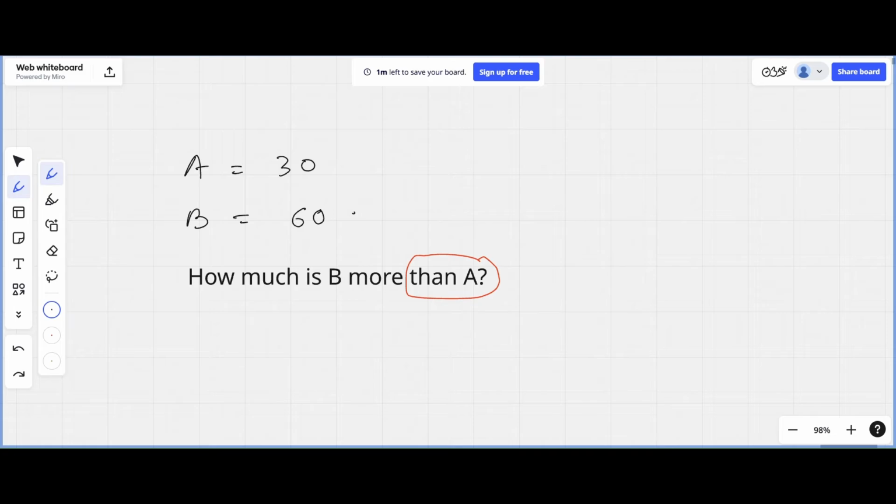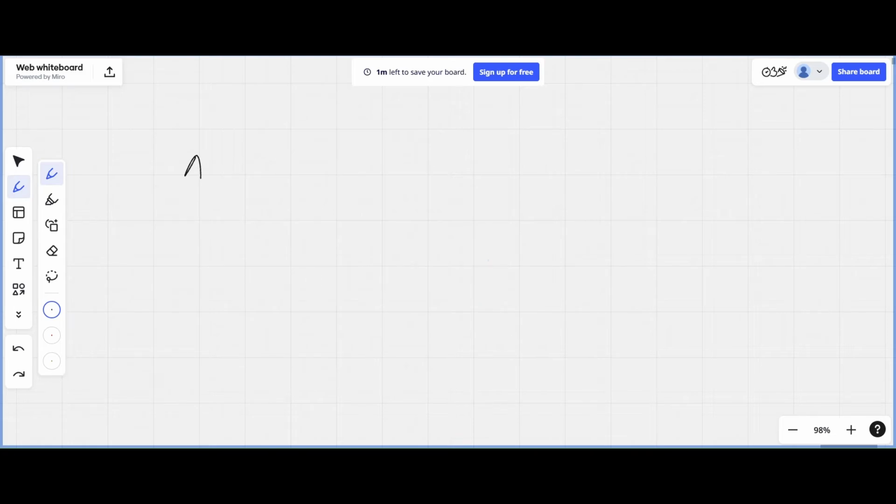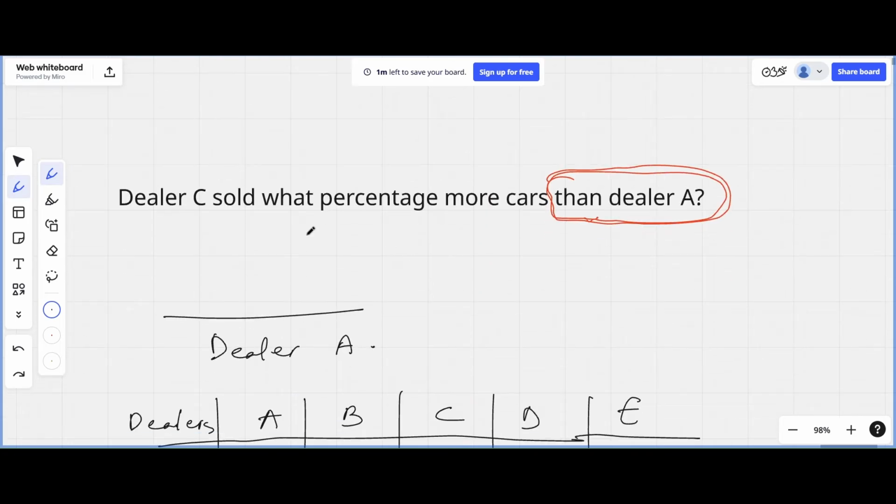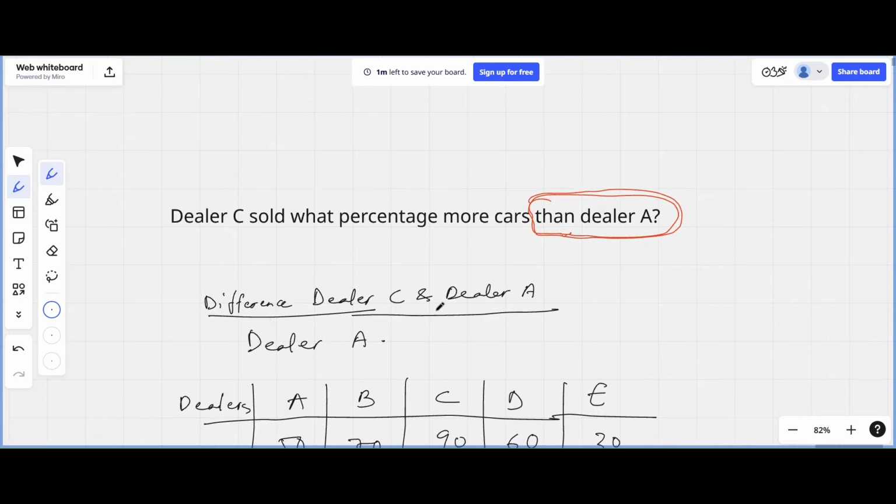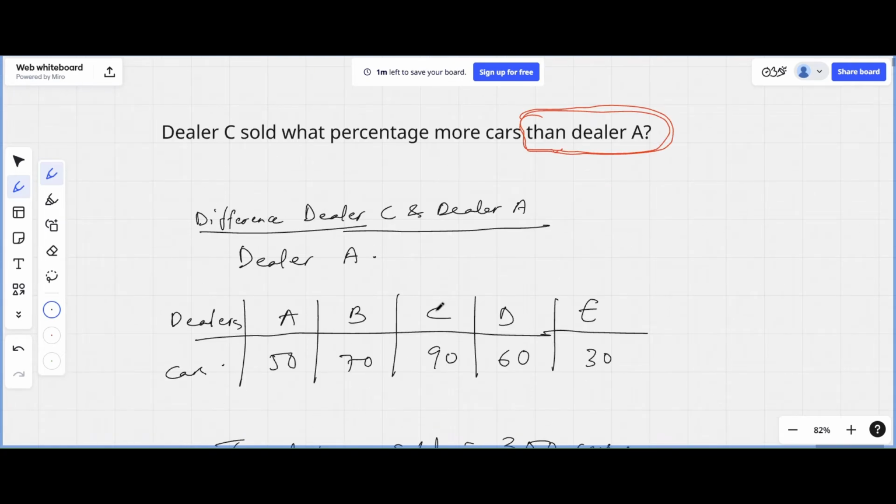Similarly here, dealer C sold what percentage more cars than dealer A? So dealer A is after "than", so dealer A will be in the downside, and in the upper part you'll write the difference between dealer C and dealer A. Do you get it? In the top side, you will subtract dealer A from dealer C, and in the downside, dealer A will be there. Automatic, just know it like that. That is the trick, the trick in every DI question.